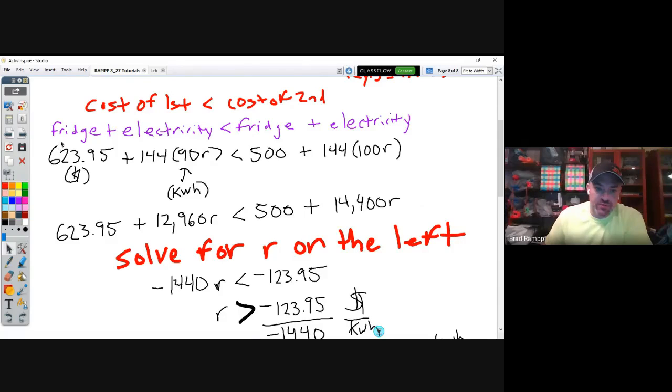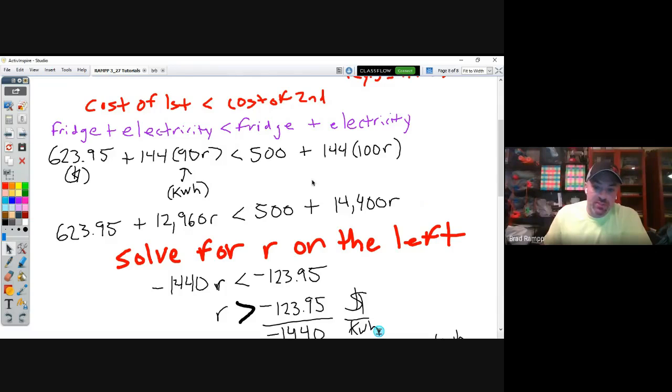So for the first fridge, the cost was $623.95. And you add in the electricity cost, and it was 90 kilowatt hours. And you multiply that by the rate. And that's the one thing we don't know, because that's what we're solving for. But we do know we're going to use it for 144 months. That's 12 years of electricity per month. For the second fridge, it's a $500 cost, plus they have a rate of 100 kilowatt hours, but we're looking for the rate, and they're also going to use it for 144 months.